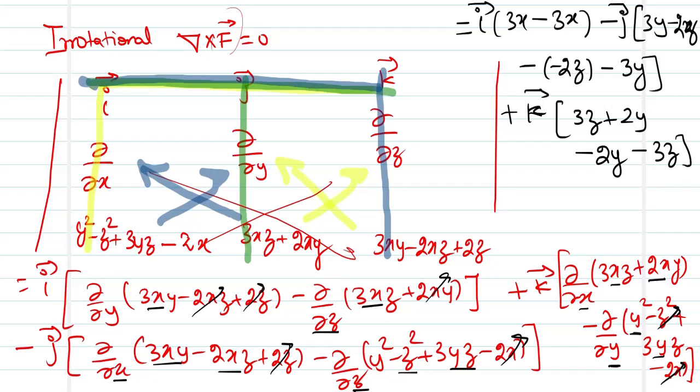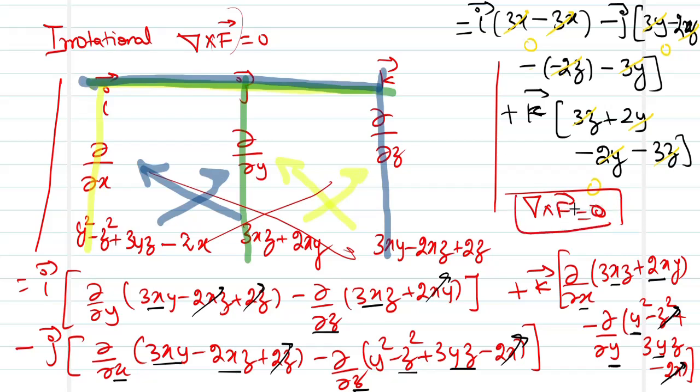Now we can notice that this 3x and 3x vanish, making it 0 times i. 3y minus 3y, and −2z and minus of −2z, that is plus 2z, vanish, making it 0j. 3z minus 3z, and 2y and −2y cancel off, leaving you with 0. So what I have finally is my del cross f vector equal to 0. So it is a zero vector.